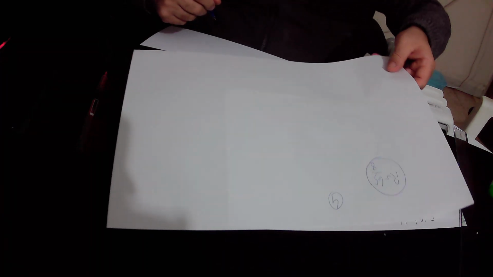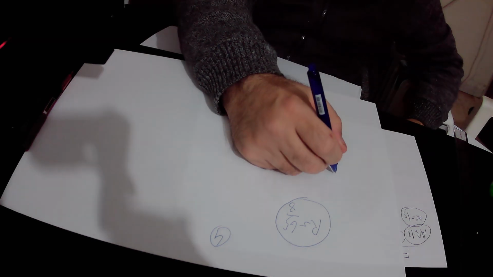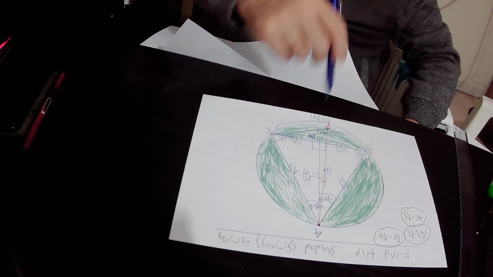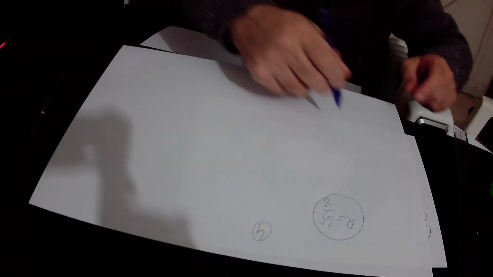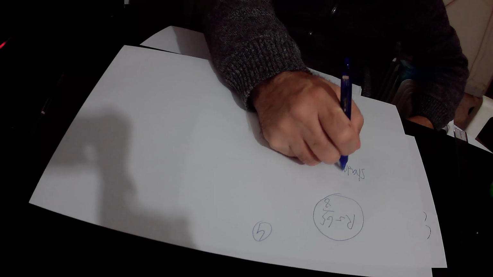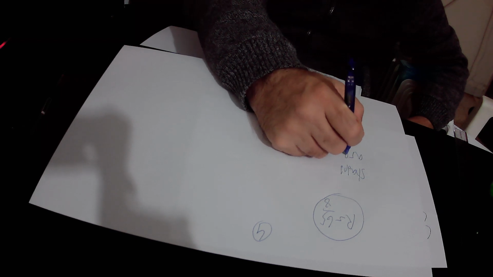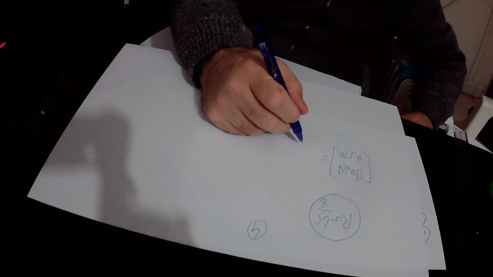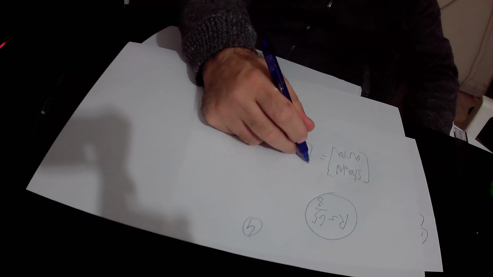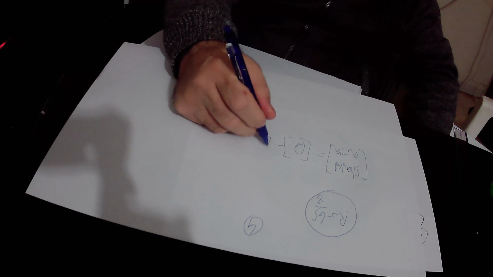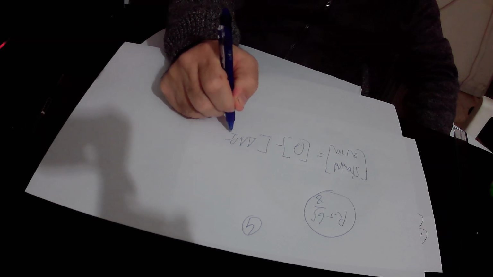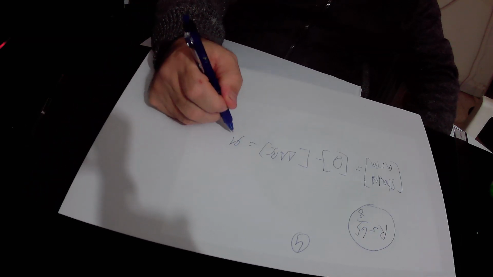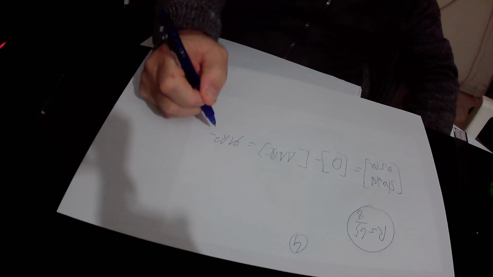Okay, I repeat again that the shaded area equals the area of the circle minus the area of triangle ABC. I write it down. The shaded area equals the area of the circle minus the area of triangle ABC. The area of the circle is equal to pi times the radius squared, minus the area of triangle ABC.